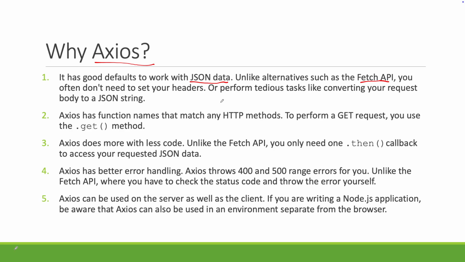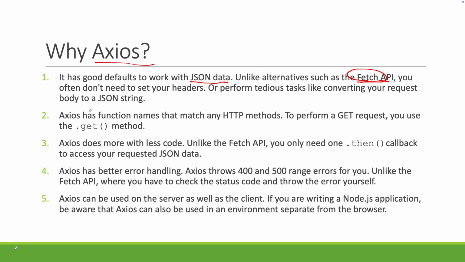Axios also performs tedious tasks like converting the request body to JSON. For fetch, we have to do two steps. One is to get a response, and from the response, you can check whether it is OK or not. Then we have to call response.json to actually get the data. So with fetch, in order to get the body, we have to go through two steps: get a response, then get the JSON.